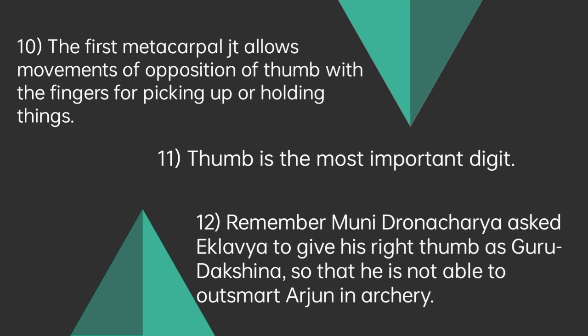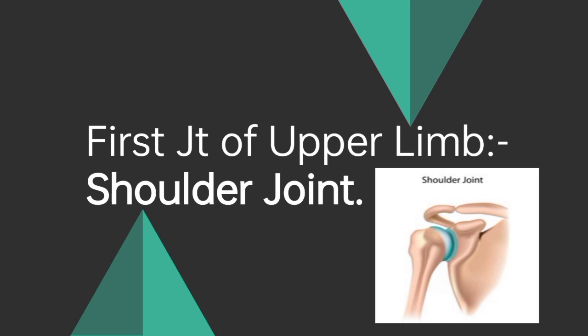Remember Muni Dronacharya asked Eklavya, you must have all heard this story. Dronacharya asked Eklavya to give his right thumb as Guru Dakshina so that he would not be able to outsmart Arjun in archery. That's the importance of the thumb.